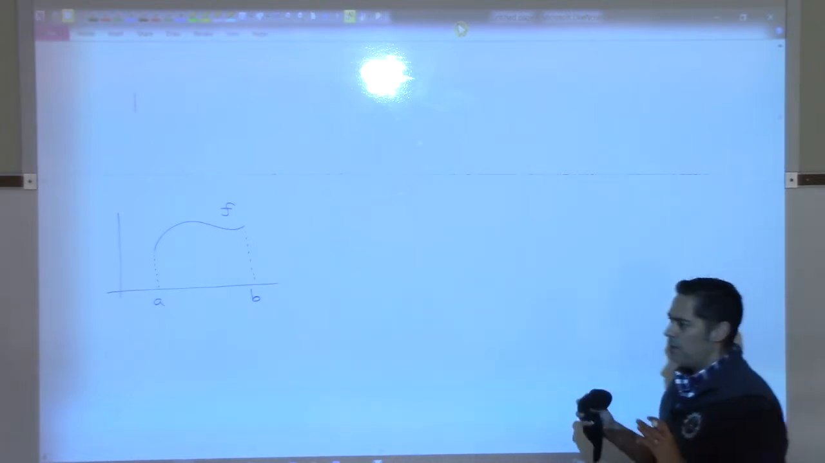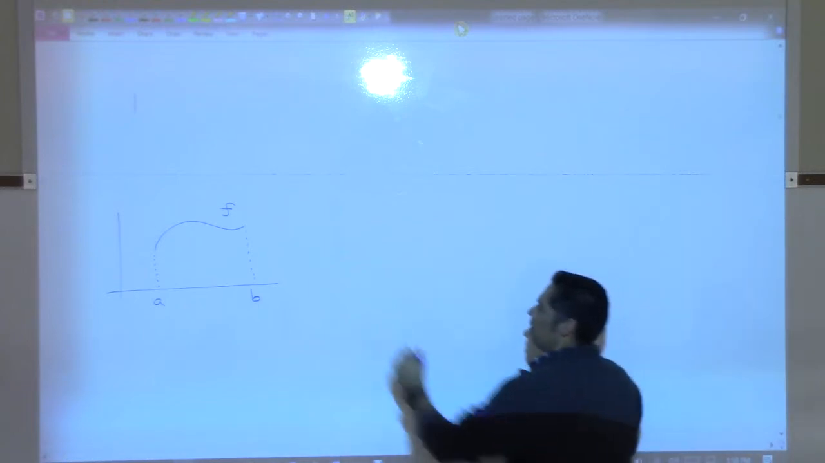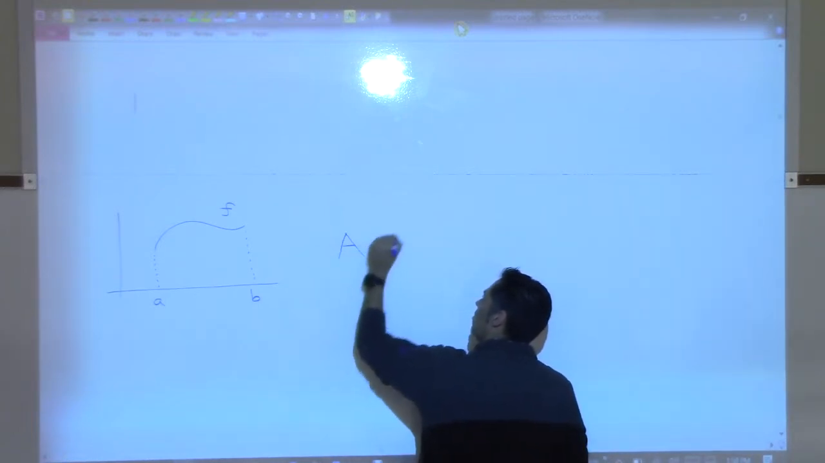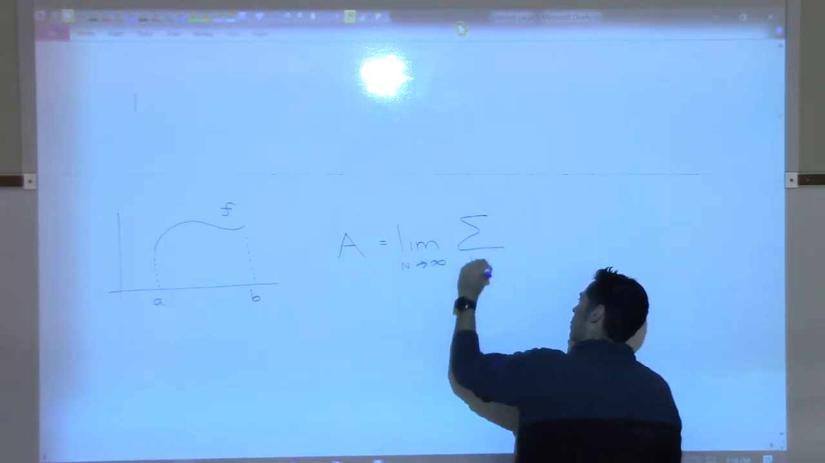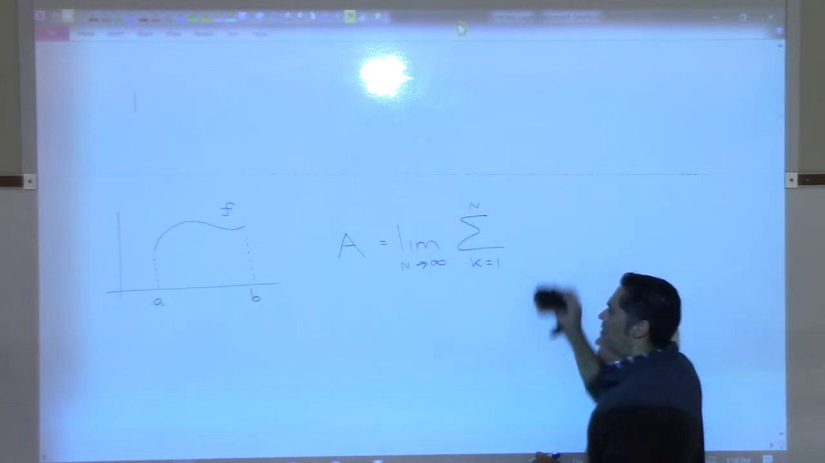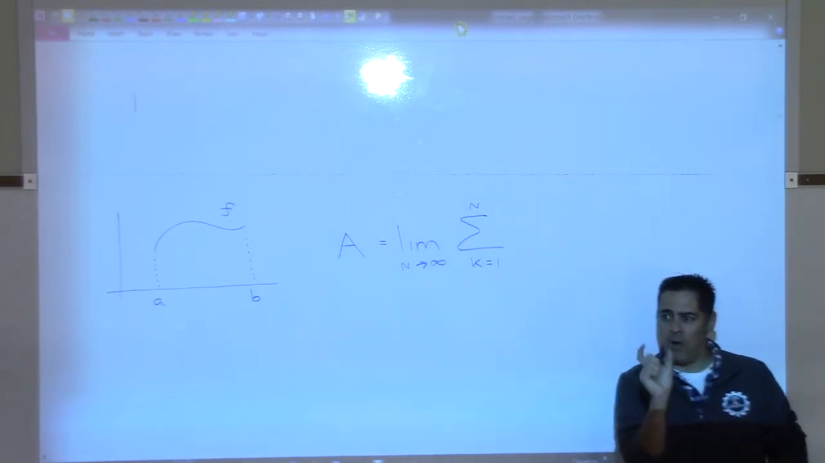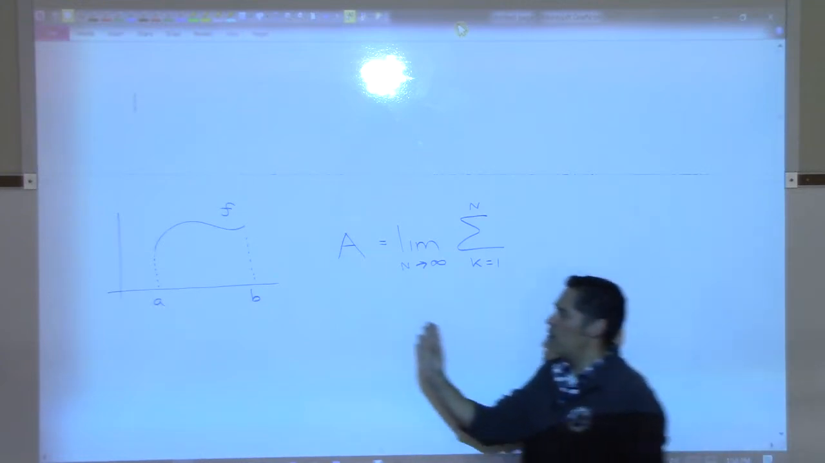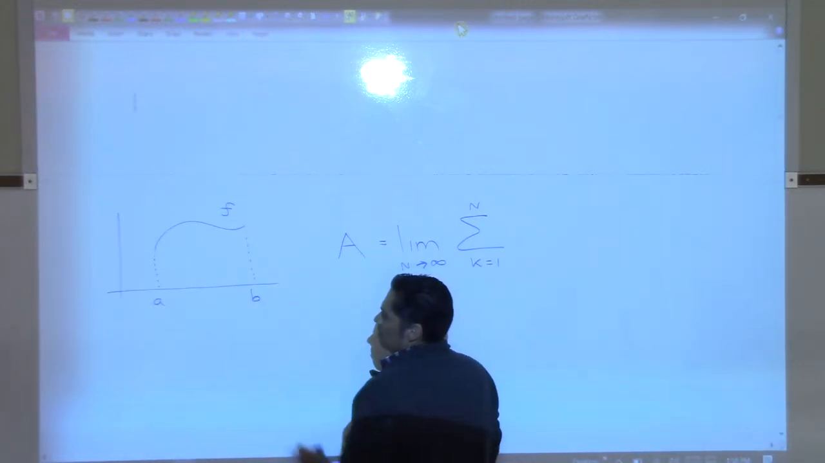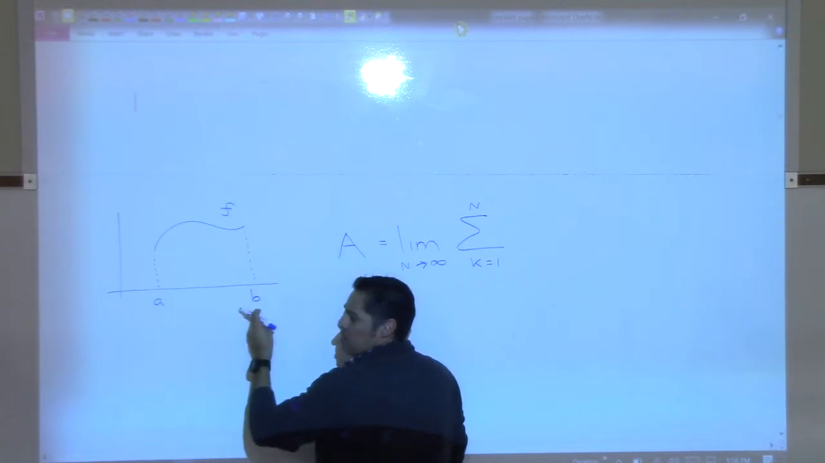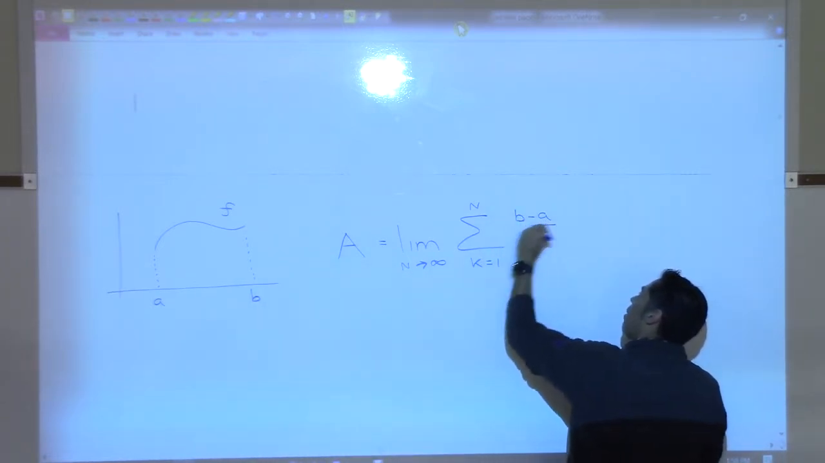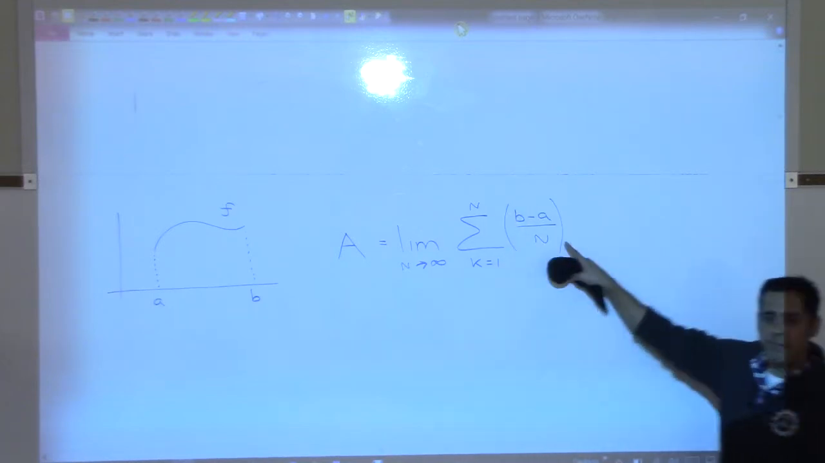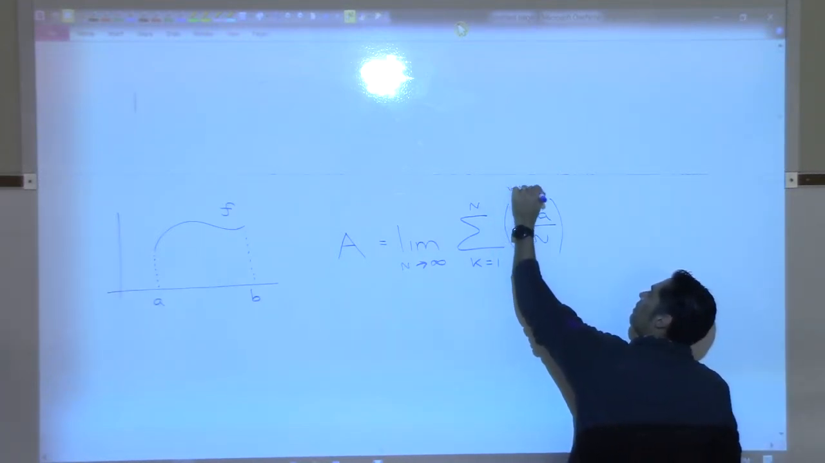We already know from what we've just suffered through that the true area should be the limit as n goes to infinity of the sum k equals 1 to n of this formula. And the formula always had the width of each rectangle, right? So how wide would our rectangles be here? You need to know how wide this is first, which is b minus a. But then you want to divide that by how many rectangles, which are n. So we're going to have b minus a over n. That's the width of each rectangle.